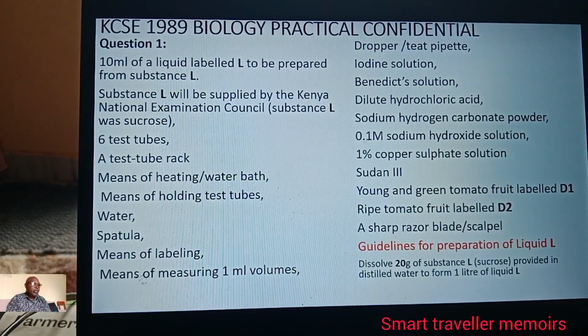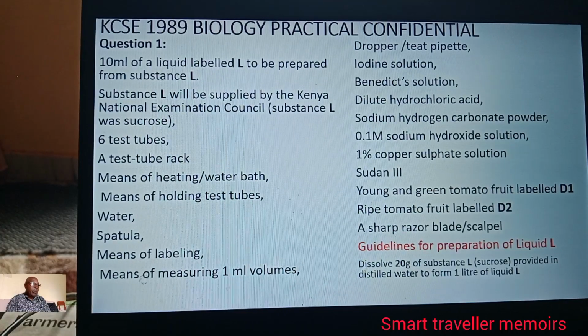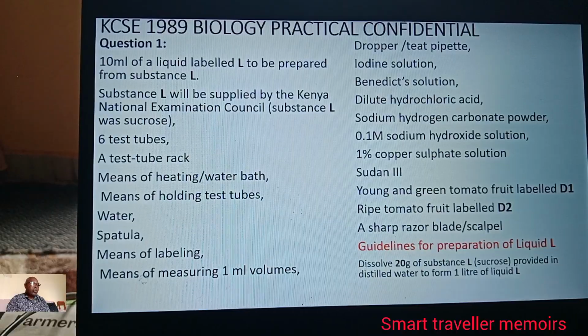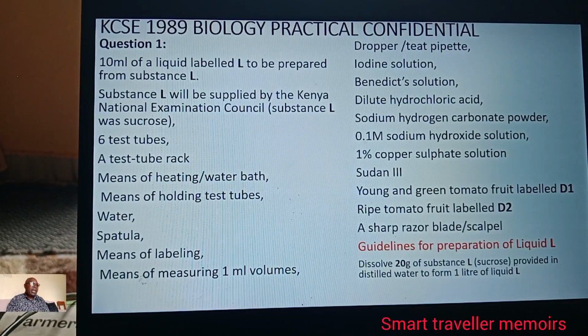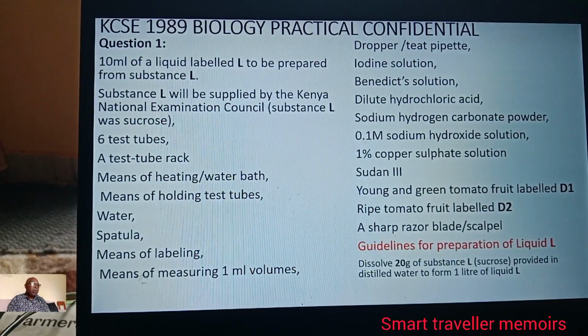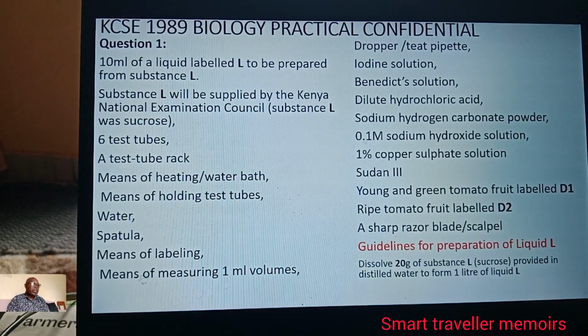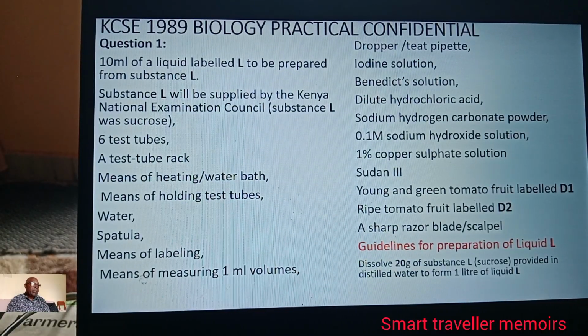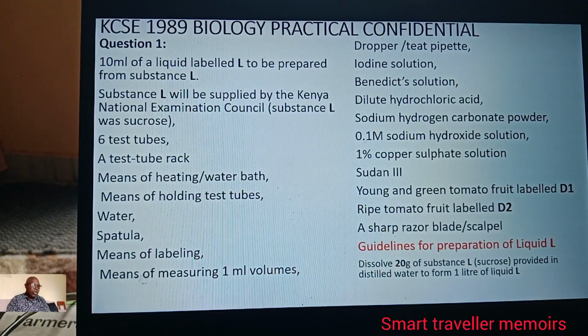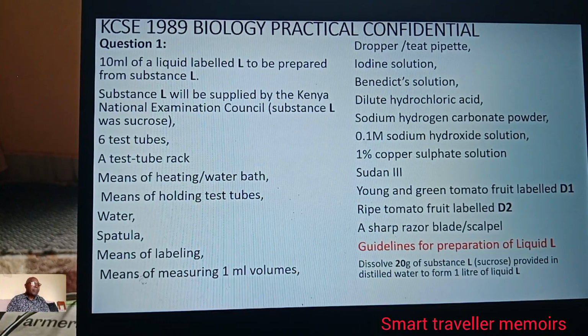1989 confidentials, and we start with question number 1, where each candidate was required to have 10 ml of a liquid labeled L to be prepared from substance L. Substance L was supplied by the Kenya National Examination Council, and the disclosure by the council was that substance L was glucose, or was sucrose, sorry.